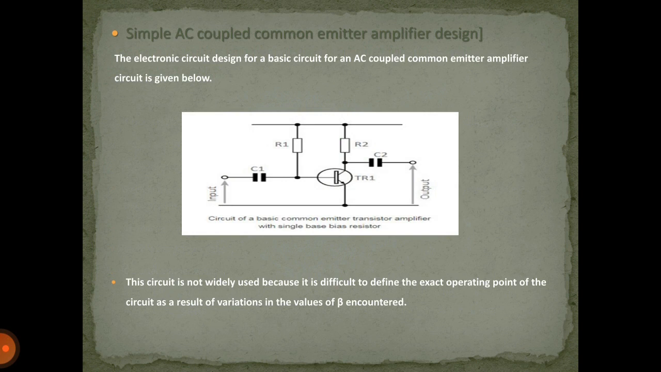Simple AC coupled common emitter amplifier design. The electronic circuit design for the basic circuit for an AC coupled common emitter amplifier circuit is given below. This circuit is not widely used because it is so difficult to define the exact operating point of the circuit as a result of variation in the value of beta encountered.